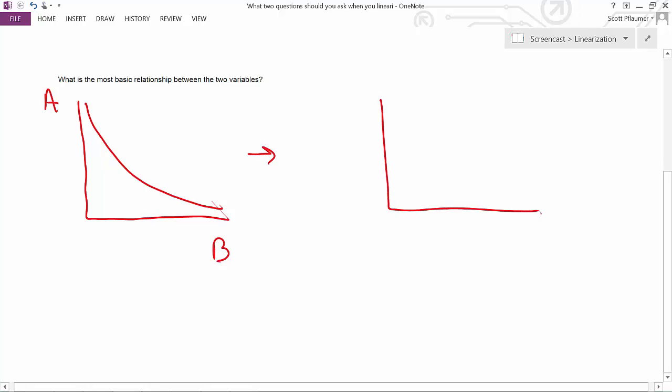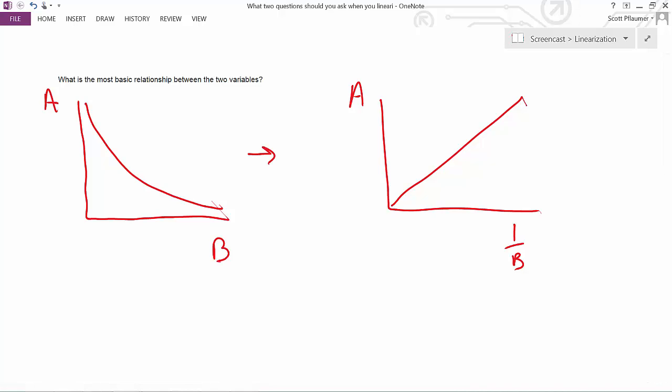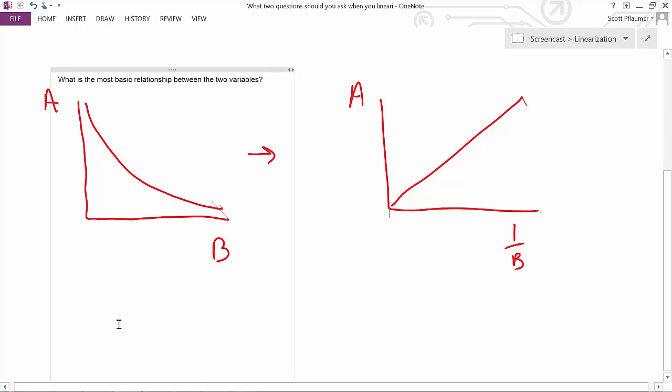So if we make a new plot, which is 1 over B versus A, then that should turn, if it's just simple inverse data, into a line. And so again, I think this is fairly obvious from the fact that as one of our original variables was increasing, the other was decreasing, which means we need some kind of an inverse function to make it linear. So then the next question is, what happens if as one increases, so does the other, as in our second or third case? So let's take a second and think about that.